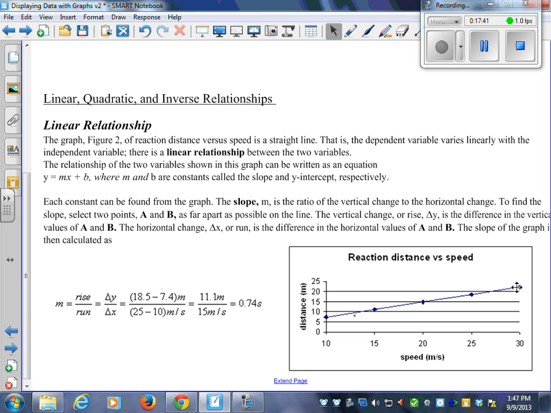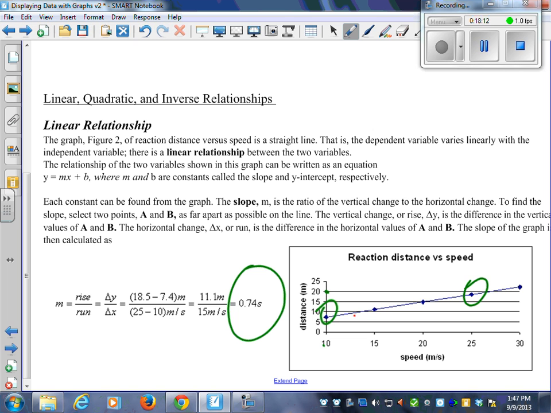So I picked 2 points. I got 18.5, which looks to be like this point here, right? So I picked the y value here, 18.5, and I subtracted 7.4. That looks like it's going to be this one here, right? So the rise, how much it goes up and down, is 11.1. The run is from 10 to 25, which is 15, and we get a slope of what? 0.74.